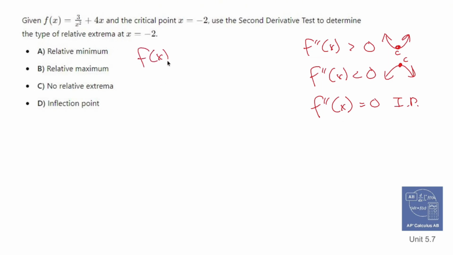So let's take a look at this guy, and let me rewrite it out in a much friendlier way so I can just do power rule. I'm going to turn 3 over x squared into 3x to the -2, and then add 4x, and then take the derivative of that guy. So f prime of x is going to be -6x to the -3rd plus 4.